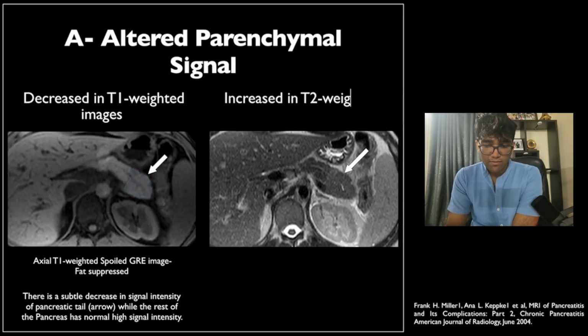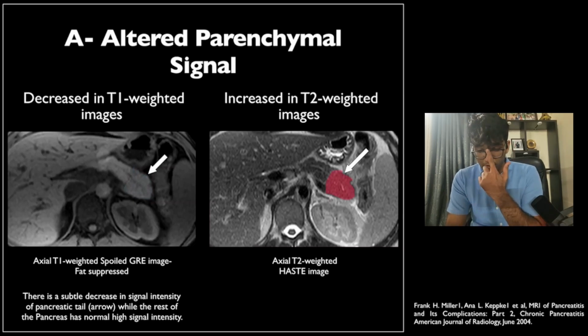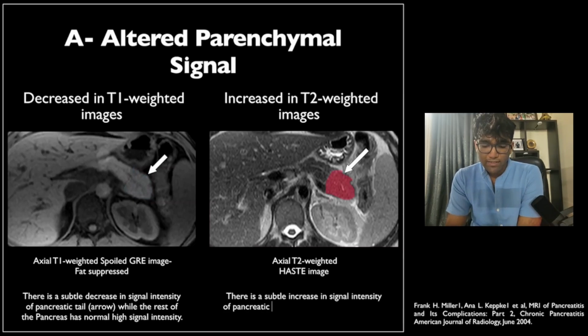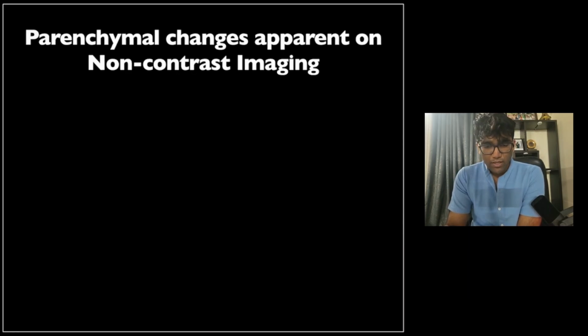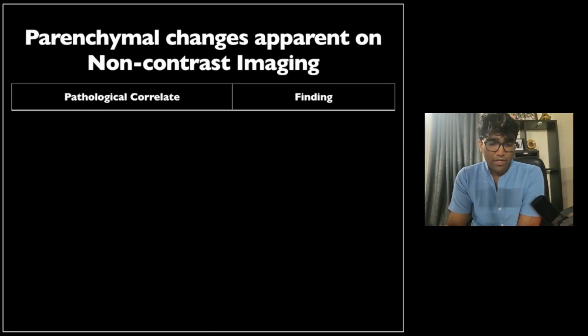Similarly, there is an increase in the signal intensity on T2 weighted images. I've highlighted that with this red highlighter. This is an axial T2 weighted HASTE image, and what we find is that there is a subtle increase in signal intensity in the pancreatic tail with mild dilatation of the pancreatic duct. So this is clearly chronic pancreatitis. Parenchymal changes that are apparent on non-contrast imaging.